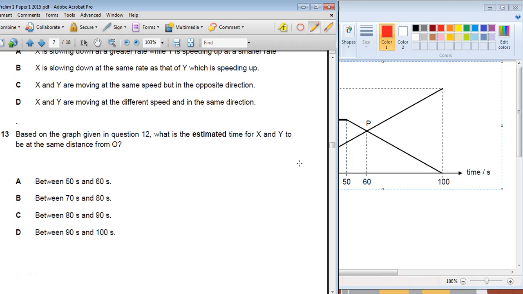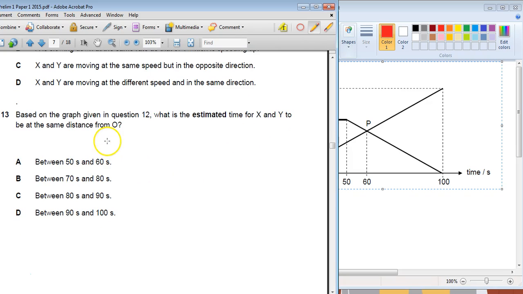Okay, so we are at question 13. This question is now asking you to estimate the time whereby x and y cover the same distance from O. The keyword is "from O", and since we are talking about distance, that means we need to look at the area underneath the graph.